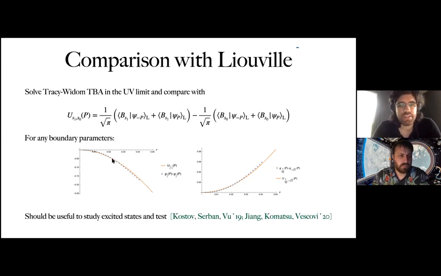So this also serves as an interesting relation between the g function and the FZZT states. And I think one interesting thing of doing this is, for example, when we want to study excited states for the g function, so g function defined not just for the ground state. And there are two proposals in the market. There is one by Kostov, Serban, Vu, and Giacomazzo and Vescovi, and they do not quite agree with each other. And so, for example, this would be a good playground to test. Of course, you also have to learn how to generalize Tracy-Widom TBA for excited states, or you just use the brute force formula. But I think this comparison with Liouville should be useful in this case, because in Liouville, you know pretty much everything.